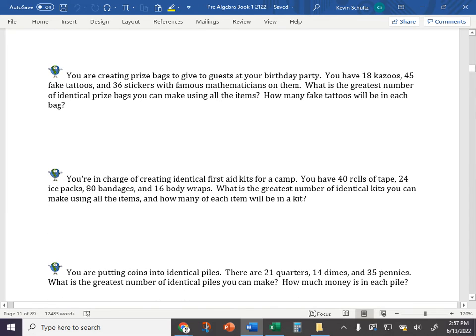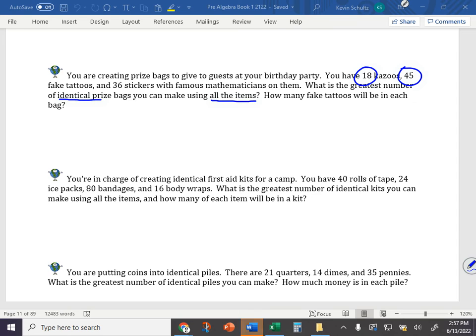For example, this one, you are creating prize bags to give to guests at your birthday party. You have 18 kazoos, 45 fake tattoos, and 36 stickers with famous mathematicians. What is the greatest number of identical prize bags you can make using all the items? Whenever you see those two phrases, identical and all the items, you know you're using greatest common factor. Okay? And regardless of which method that you use, the GCF of 18, 45, and 36 is 9. Okay? We're not done yet.